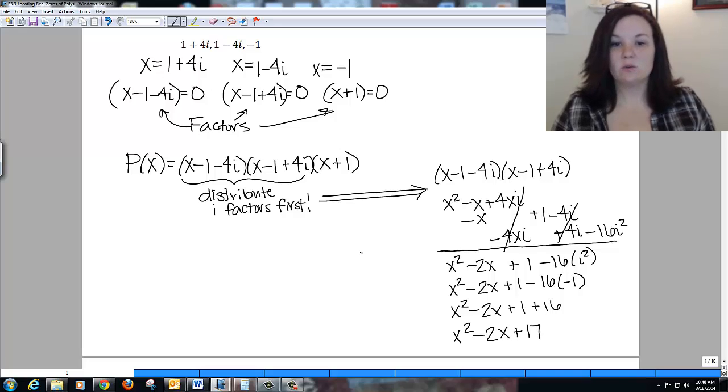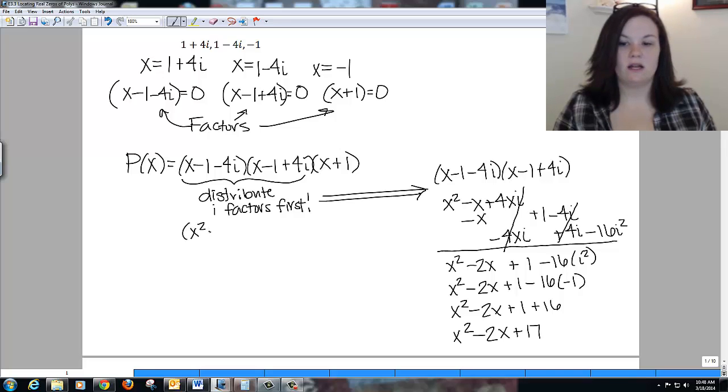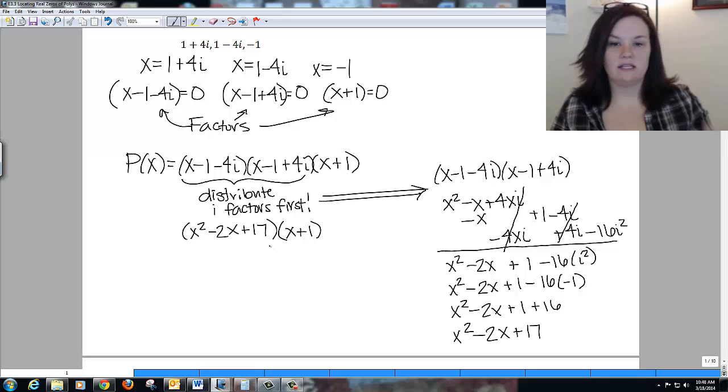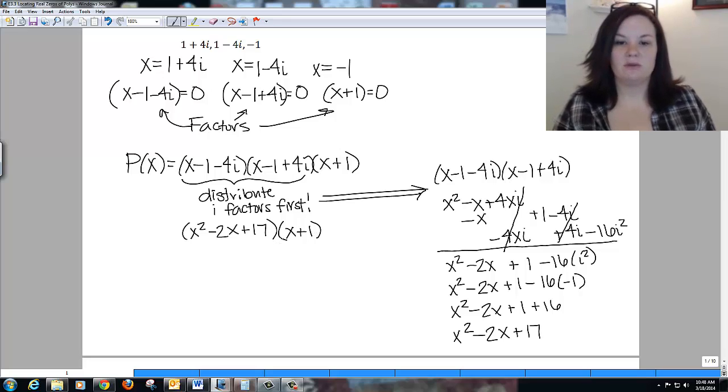Okay, so that's what I got when I distribute my two i factors together. So I'm just going to write it here. So I have x squared minus 2x plus 17, and then I still need to multiply it times this other factor I had over here of x plus 1. Okay, so I'm going to go ahead and distribute, and I'm going to distribute the small binomial into the trinomial. So I'm going to distribute the x first.